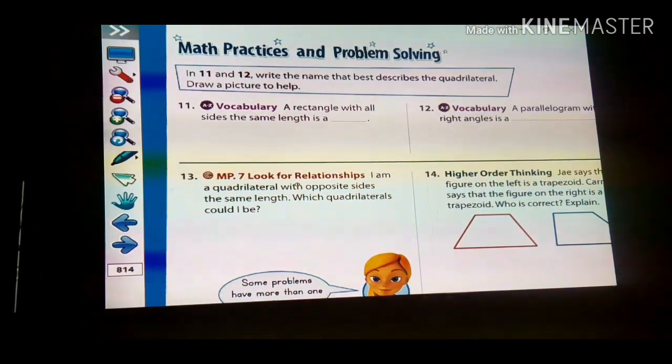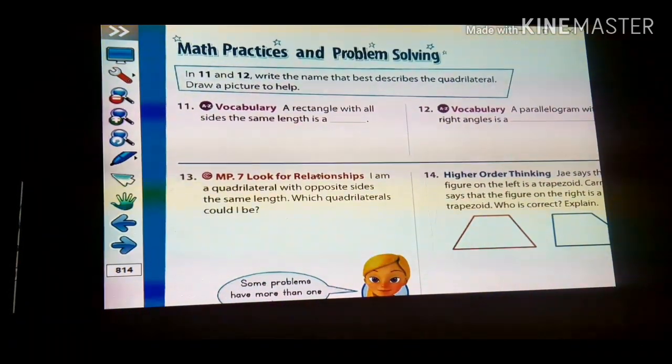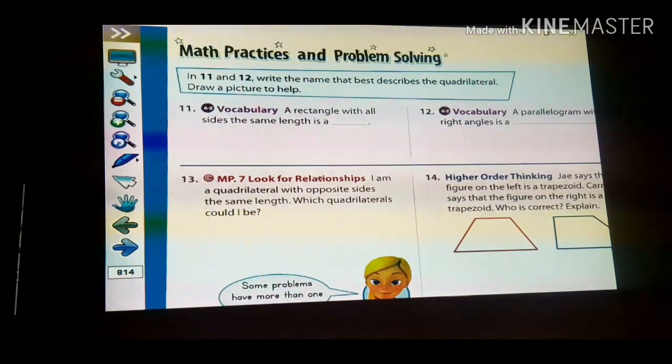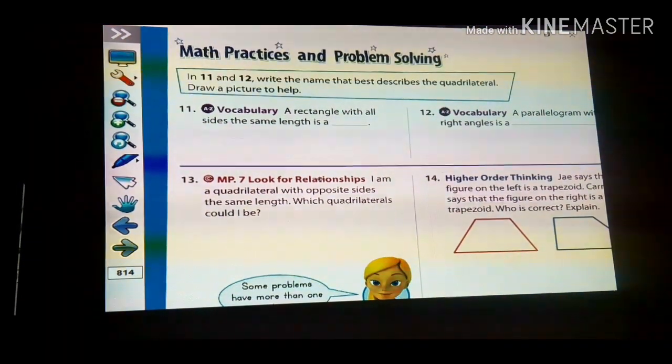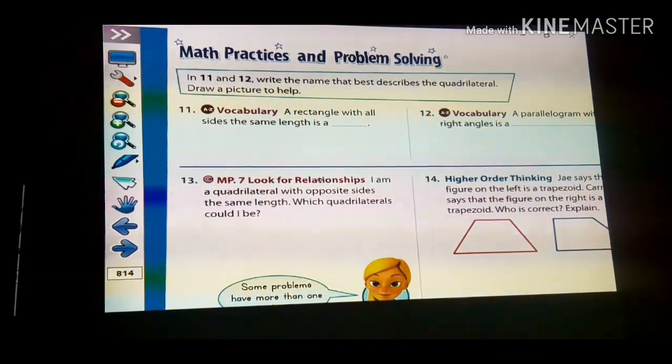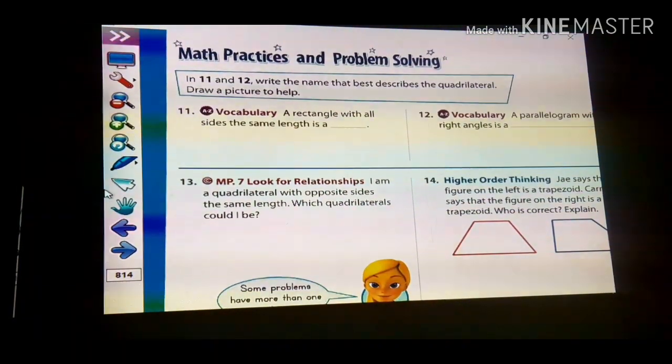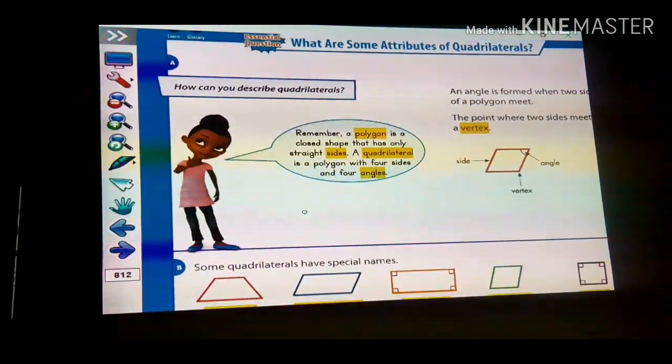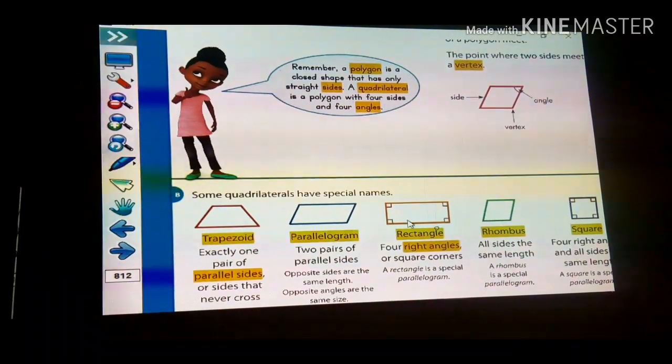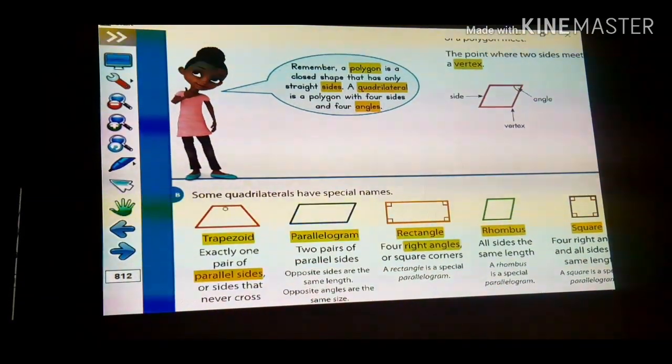A parallelogram with four right angles. With four right angles, we can say it's a rectangle or a square. Remember, all of them have four right angles: a parallelogram, a rectangle, and the square. Both of them have four right angles.